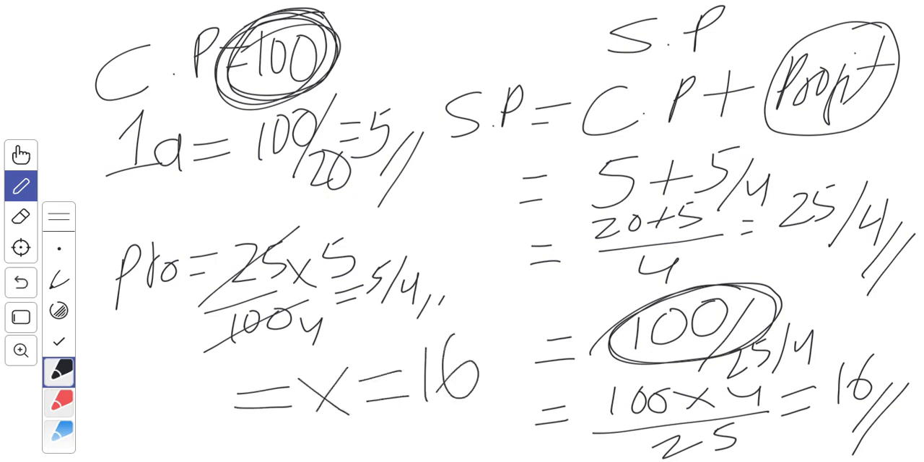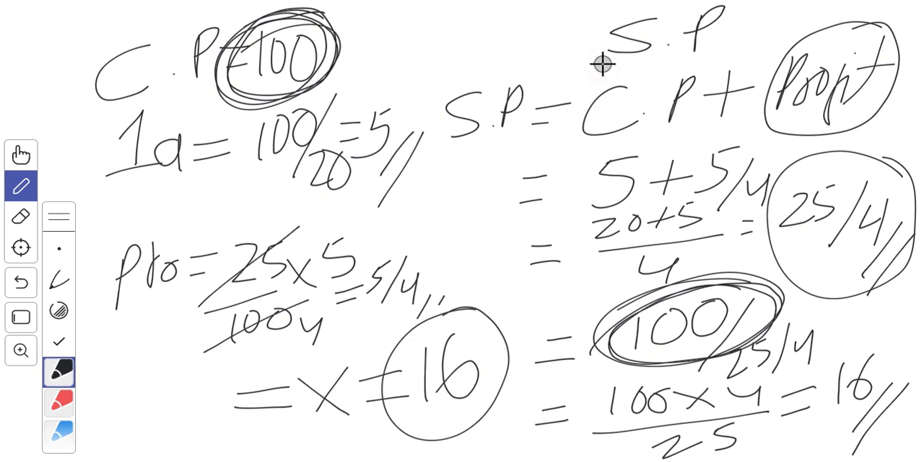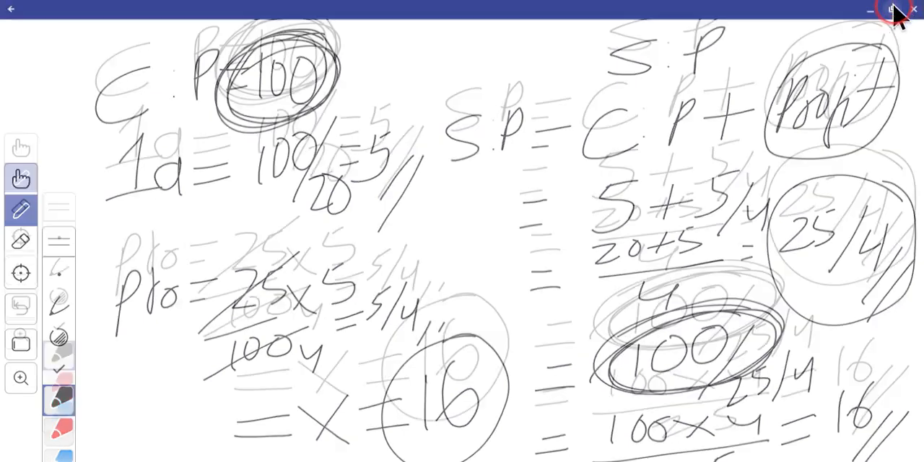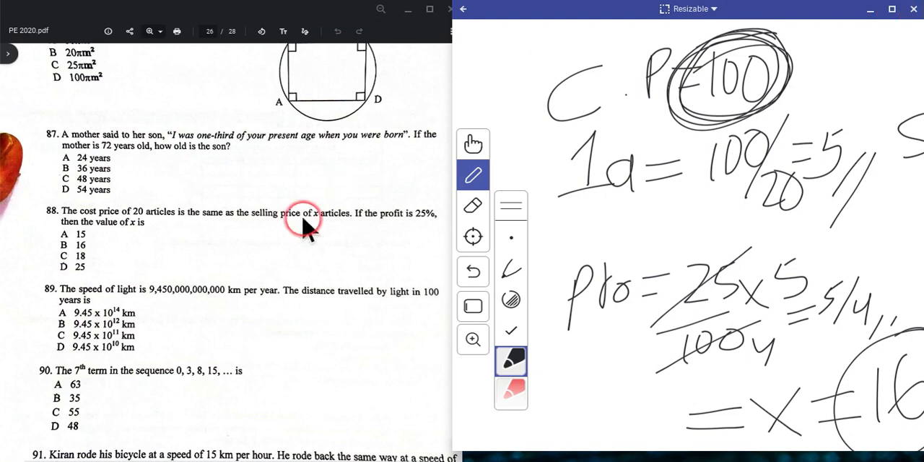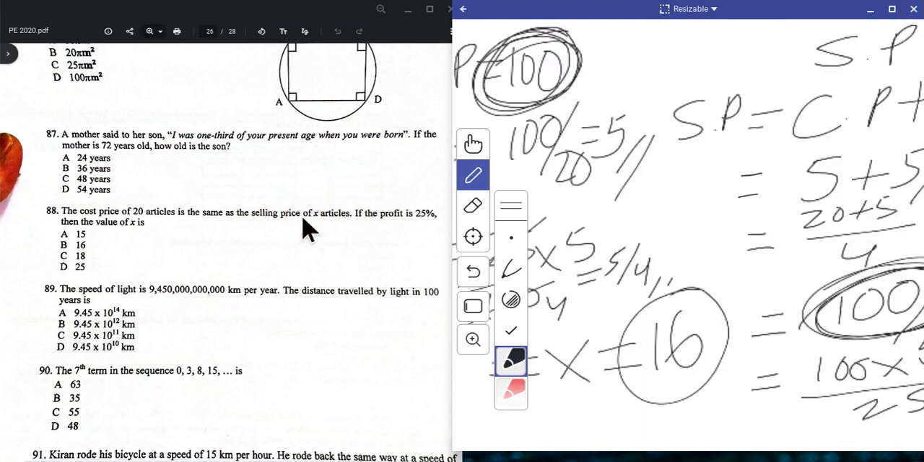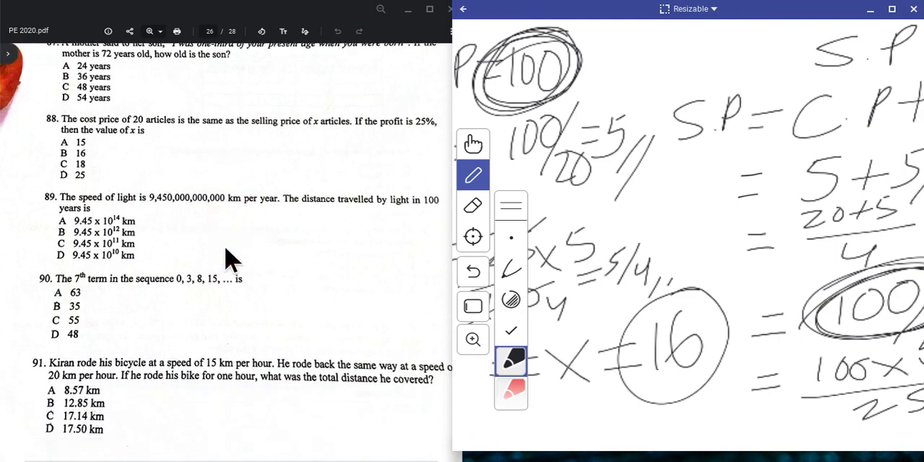We sell 16 items at the cost of 25 by 4 to get 100. So the correct answer for question 88 is option B, that is 16 items.